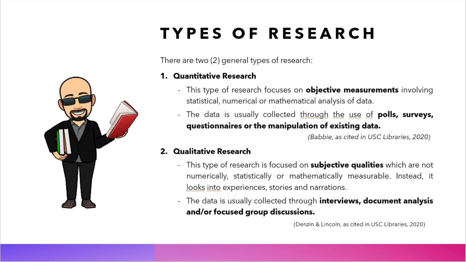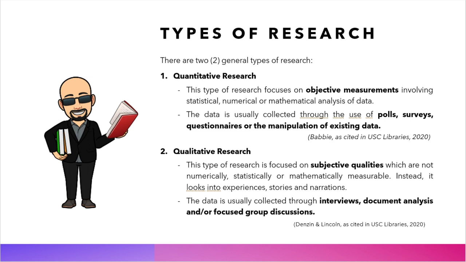Simply put, the data that is usually collected from quantitative research is measurable, statistical, numerical, or mathematical. And we are able to collect that data with the use of polls, surveys, questionnaires, or even the manipulation of existing data. Okay? Data coming from other researches, which we use and manipulate in order to glean or acquire new concepts or new perceptions. The second type of research is the qualitative research.